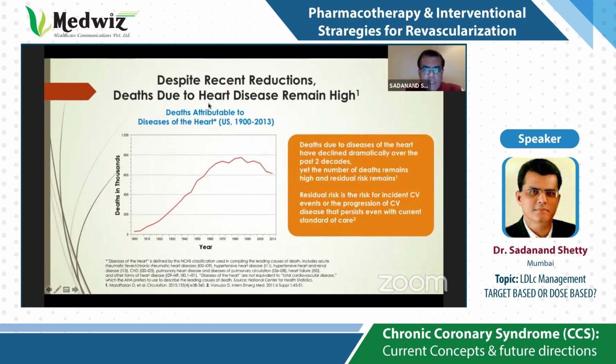If you look at the recent reduction after starting statin therapy, still heart disease remains high, particularly in India and among South Asians. If you see here, in the past 2 decades, death due to heart disease has definitely declined, but the number of deaths remains high, and this is because of the residual risk. Residual risk is the risk for an incident CV event or the progression of CV disease that persists even after the standard of care that we are doing at present.